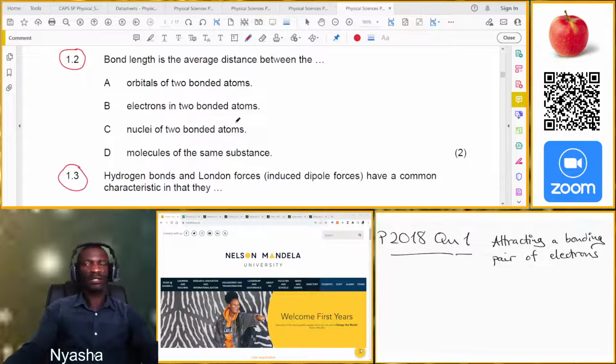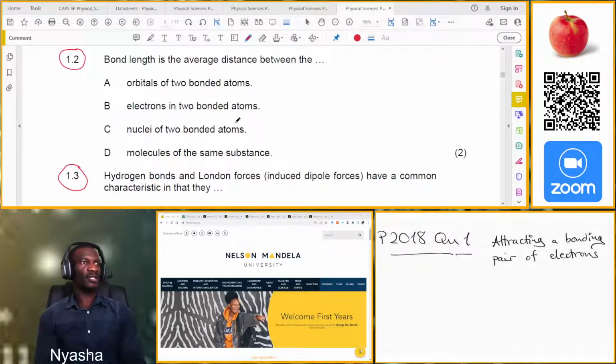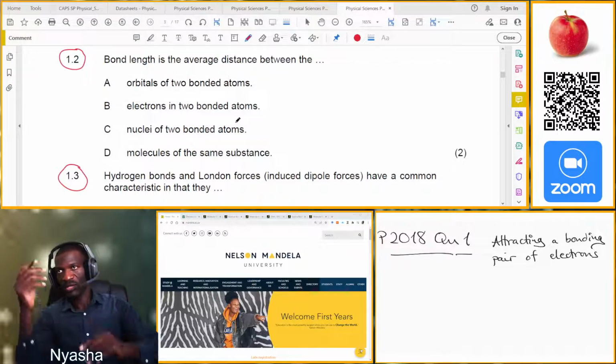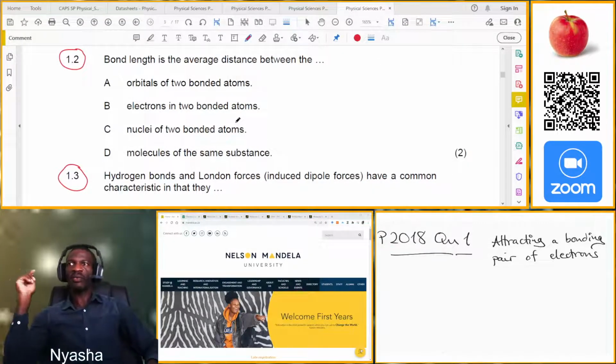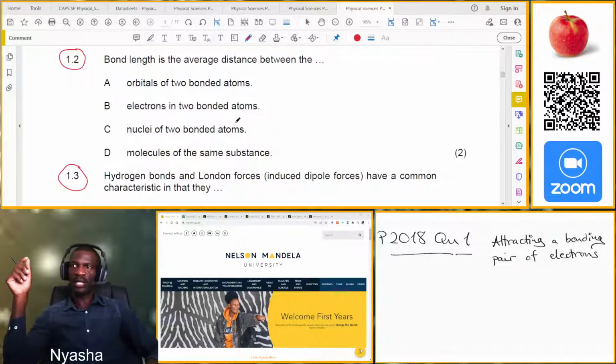Electronegativity. The next question for the 2018 paper on this topic has to do with bond length. So bond length is the average distance between what? A, orbitals of two bonded atoms. B, electrons in two bonded atoms. C, nuclei of two bonded atoms. And then D, molecules of the same substance.